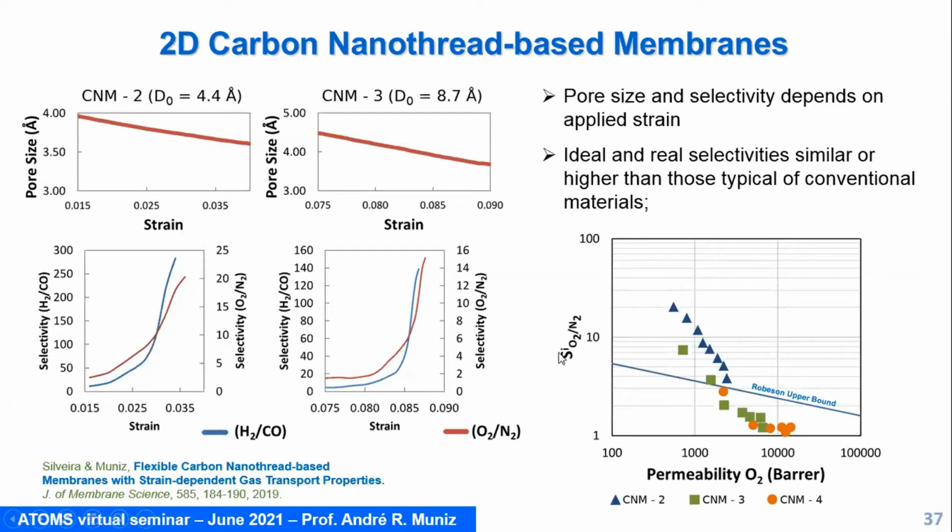Here's a plot of the selectivity versus the permeability. Ideally, we want materials that are in this corner. They have a high permeability and high selectivity. There's a limit that is followed by most of the membranes used in practice, the polymeric membranes. And we can see that our material was able to cross this limit for specific conditions. So it was very nice.